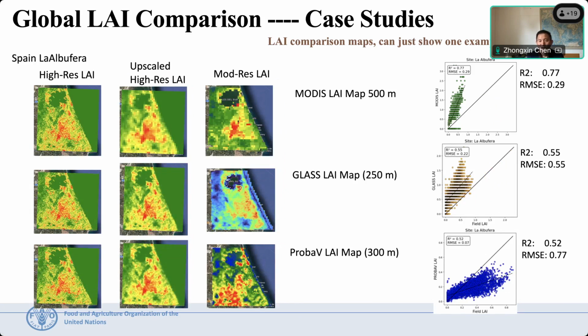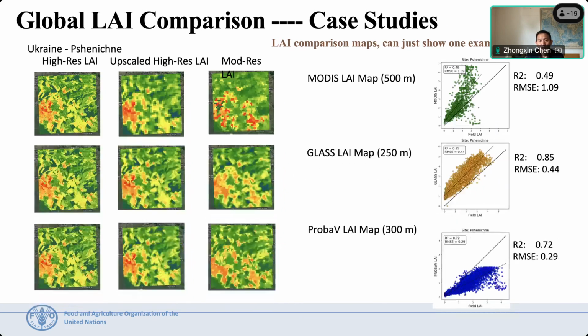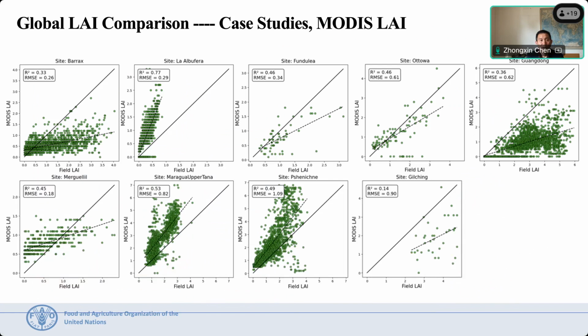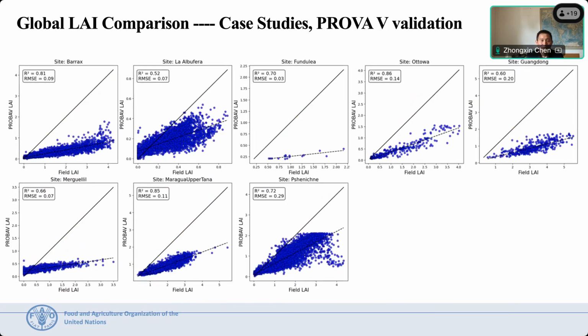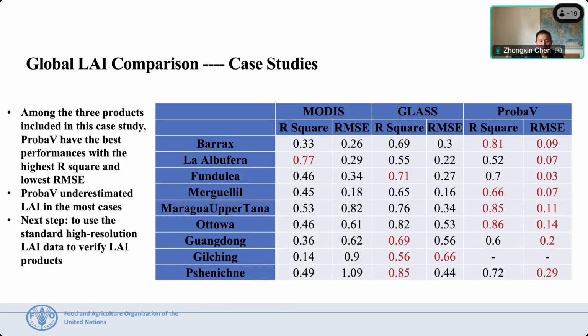So the result itself is not so important. We make this available, and users can make the validation by themselves. And okay, this is for Ukraine. And also, we put all the case studies for MODIS in the same graph here. This is for GLASS. This is for the third product. Okay. This table, I don't want to go into the details of that.